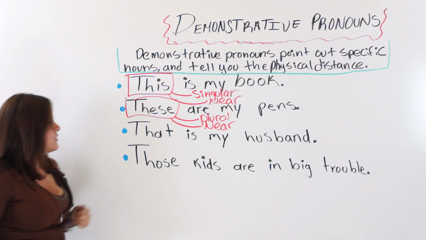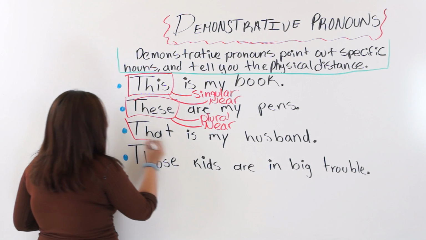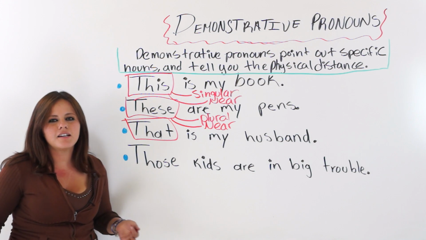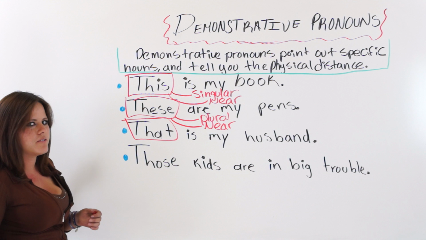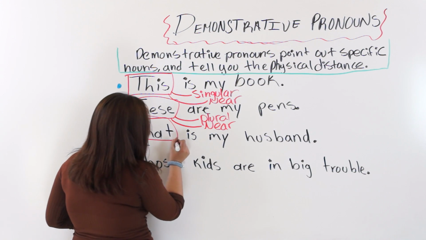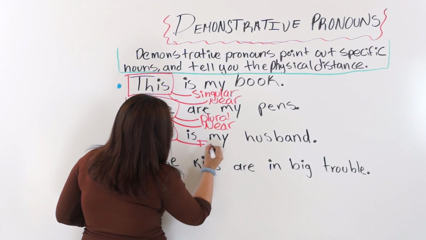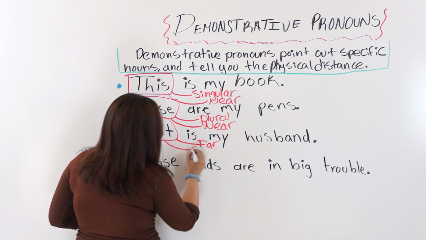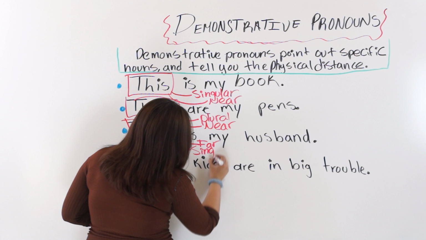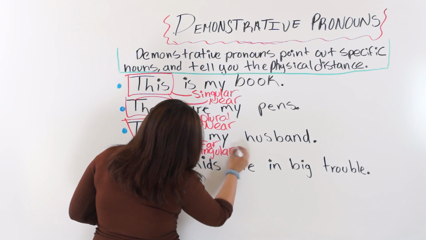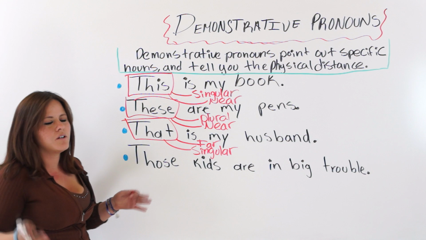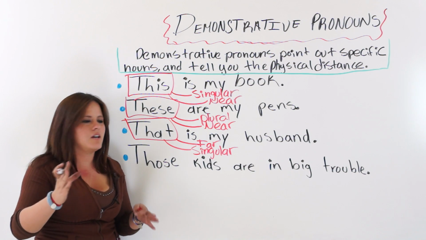Alright? The next one says, "That is my husband." Okay, that is a demonstrative pronoun that tells you that the noun is far and that it is singular. And it also points out a specific noun.